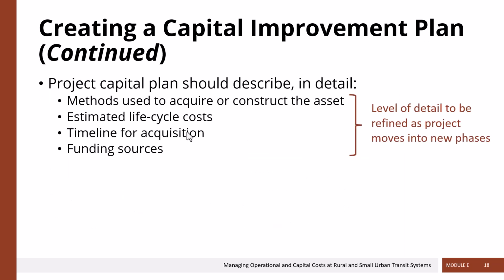Now, a capital plan for a specific project should describe in detail several things. First, what are going to be the methods that we're going to use to acquire or construct any sort of asset? What are the estimated life cycle costs of that asset? So we understand not only the upfront capital costs, but also any life cycle capital costs and any operational costs associated with that asset if it's going to introduce new operational costs. What is the timeline for acquisition of the asset? And of course, where's the money going to come from to pay for it?